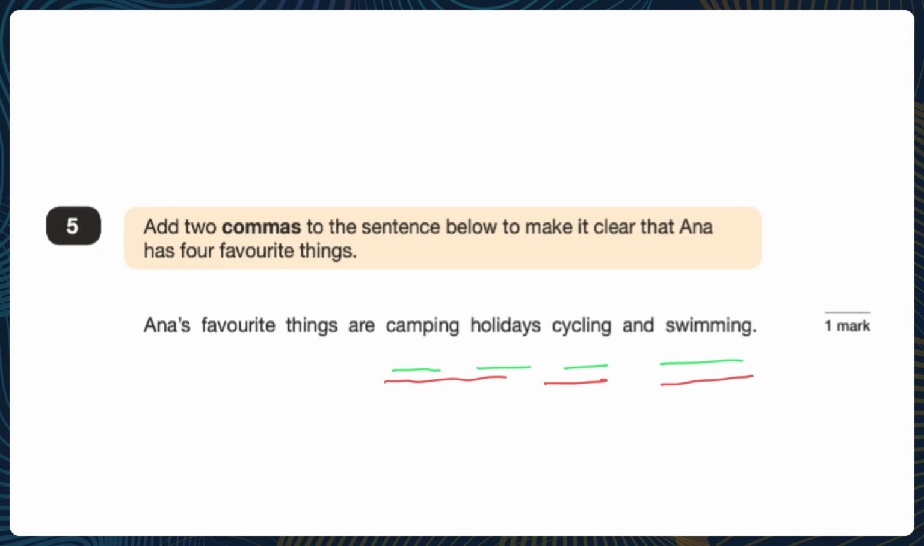So if we can see that, we can then punctuate that with the commas correctly. So we're going to need camping, holidays, cycling, and swimming. So we needed to add two commas. So Anna's favourite things are camping, holidays, cycling, and swimming. Very simple, but very easy also to have just punctuated "camping holidays, comma, and cycling and swimming", and only actually clarified three of her favourite things. Okay, so hopefully that's clear. Let's move on to the next one.